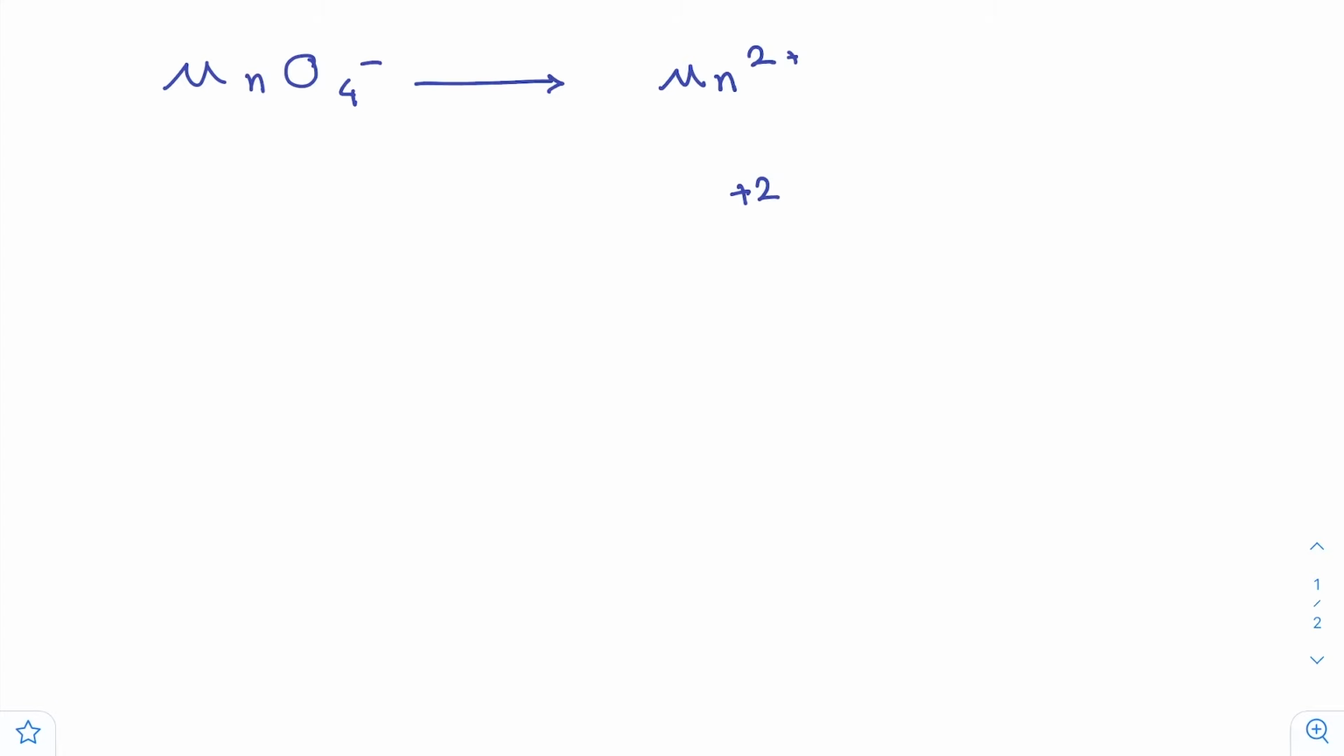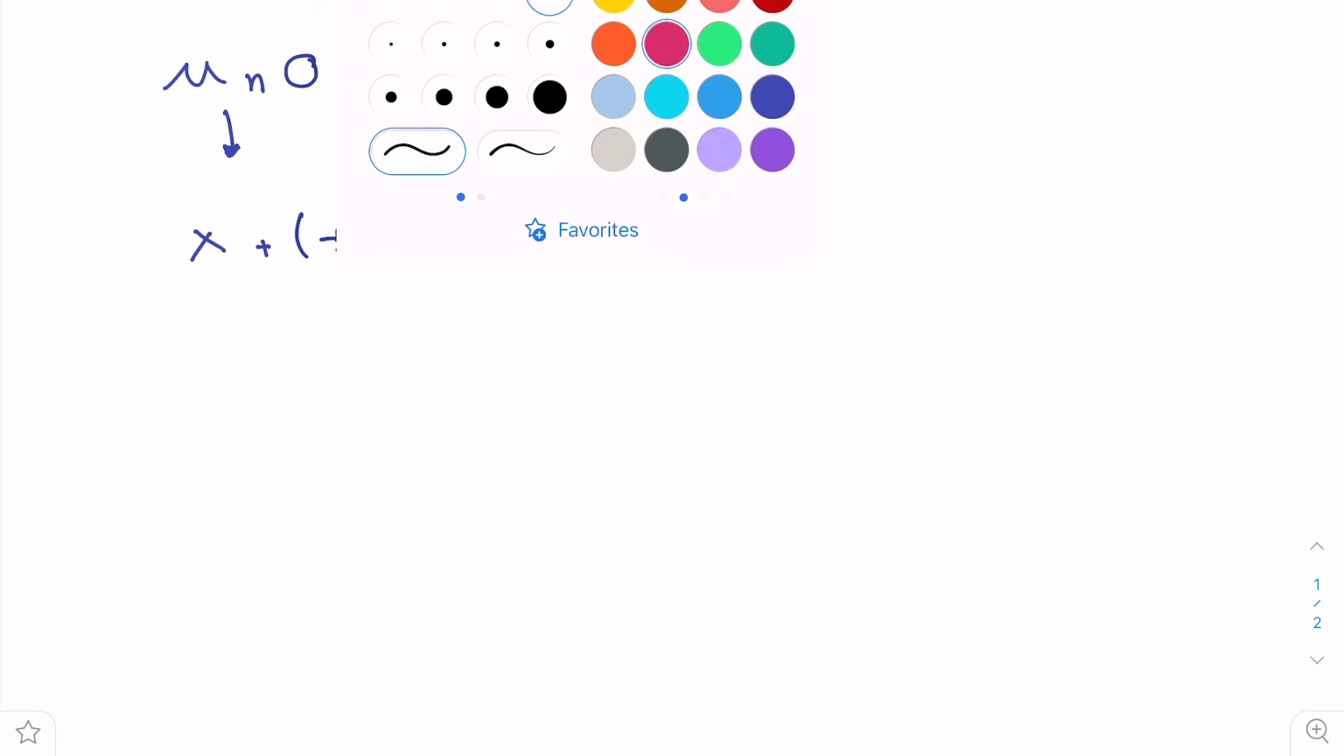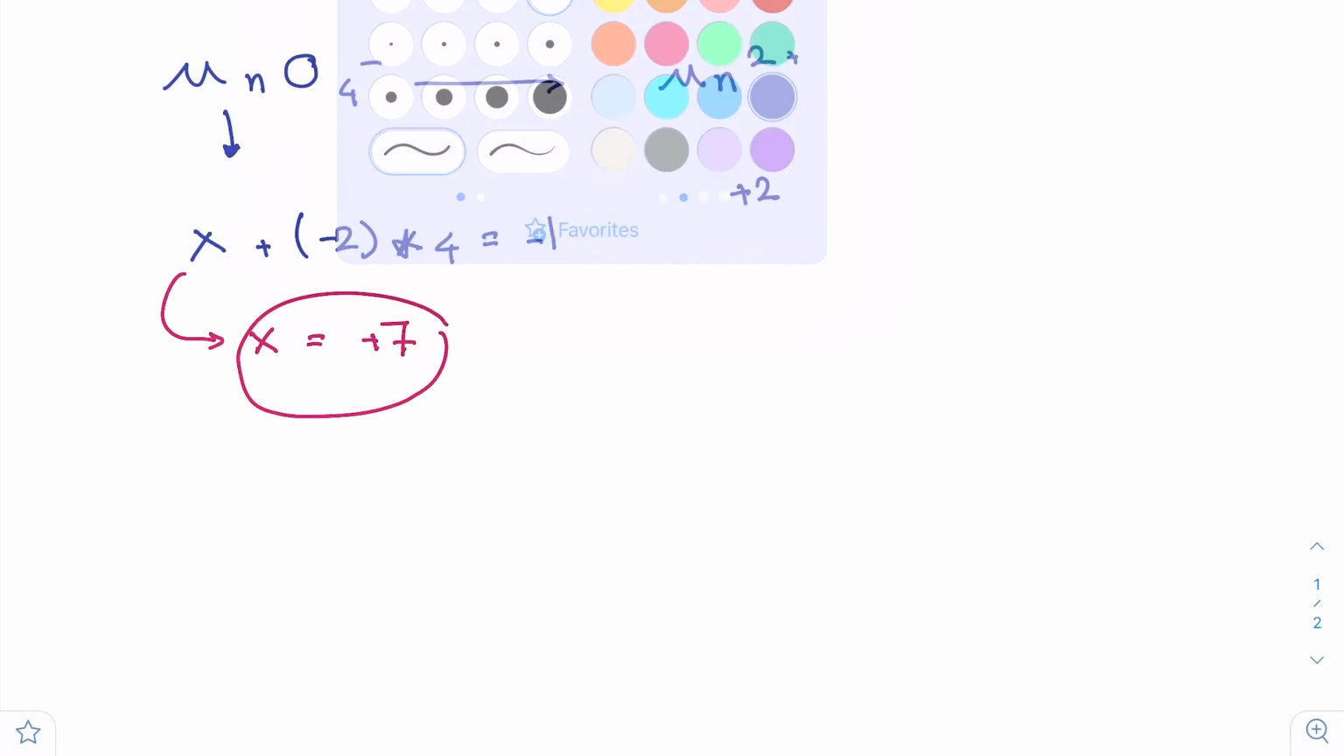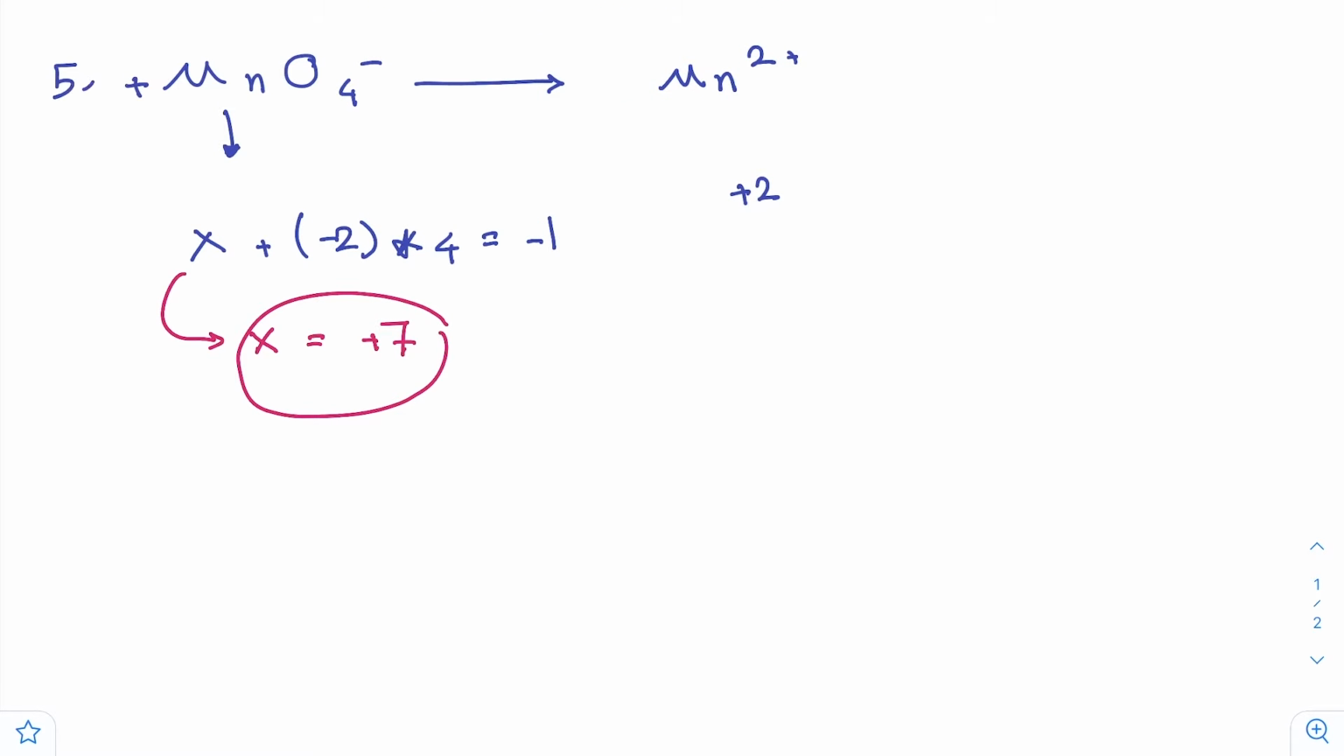It's obvious it is +2 here because it's an ion, no problem. This is a little more complicated, so the method that I'm going to use is that the oxidation state of manganese plus the oxidation state of the oxygens, which is going to be -2, is going to be equal to the charge of the species. So that means that X, which is the oxidation state of manganese, is going to be +7, meaning that manganese goes from +7 to +2, meaning that it's being reduced, meaning that it is basically gaining 5 electrons.